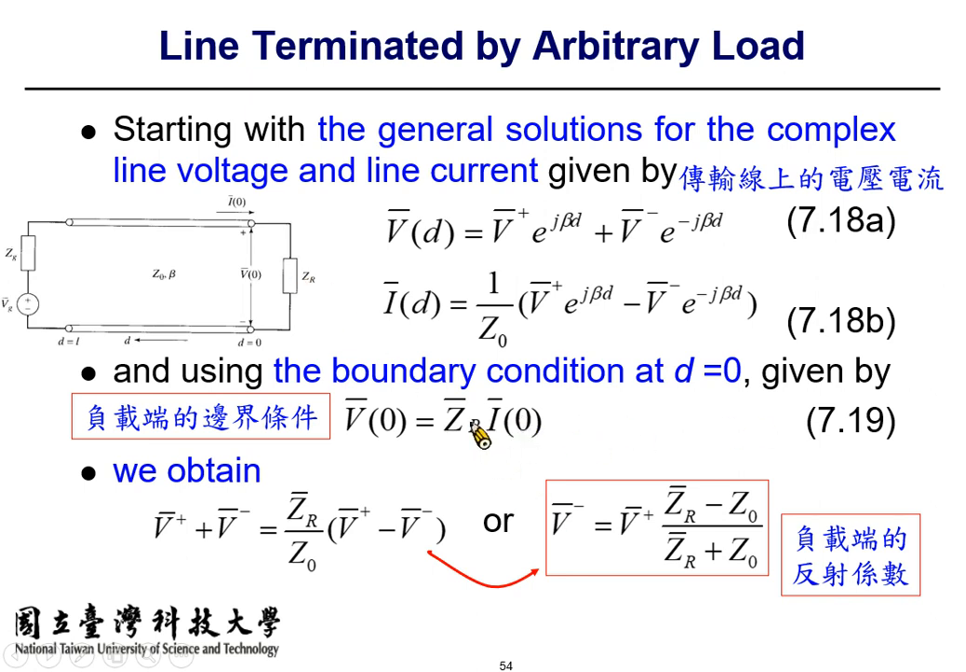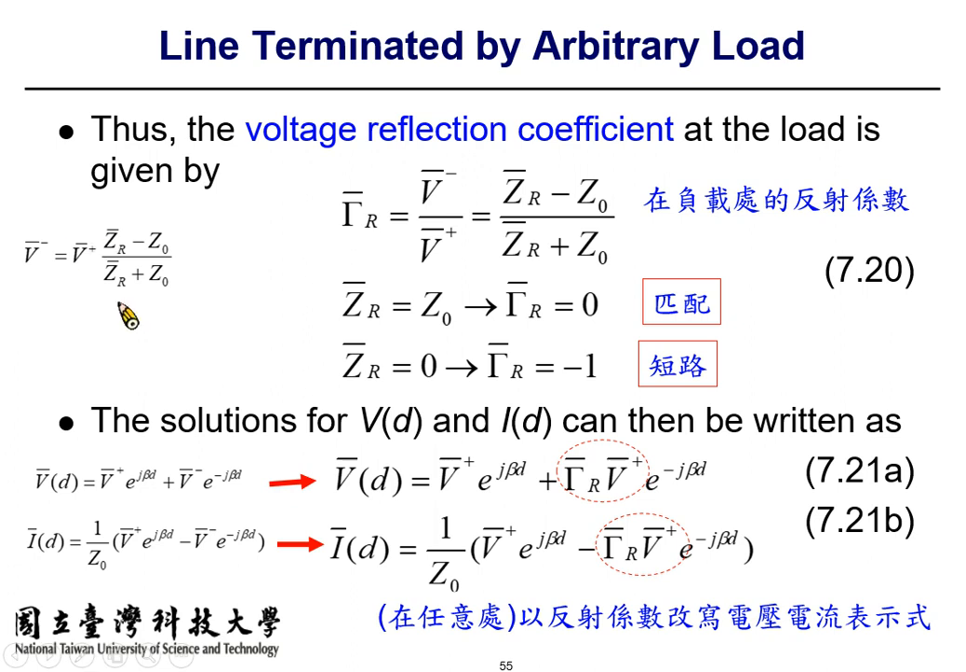the input impedance of the load, we can find the expression for the reflected signal V minus as the product of the incident signal V plus and the reflection coefficient gamma. So it's marked as gamma R, which refers to the reflection coefficient at the load location.